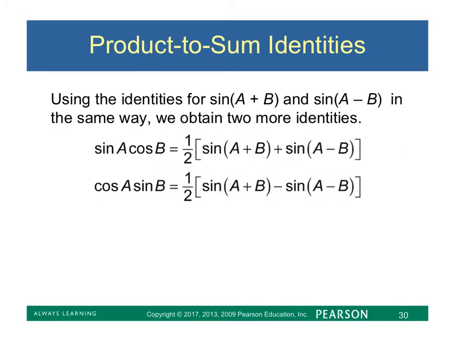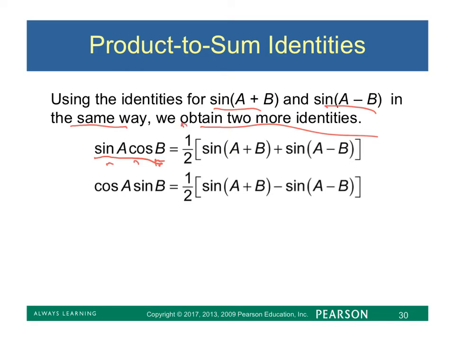All right, going the other way around. Using the identities for sine of A plus B and sine of A minus B in the same way, we obtain 2 more identities. So what we had a minute ago, we were using cosine, now we're doing sine. So the product of sine A and cosine B, that should look familiar, almost like a double or a sum of sines.